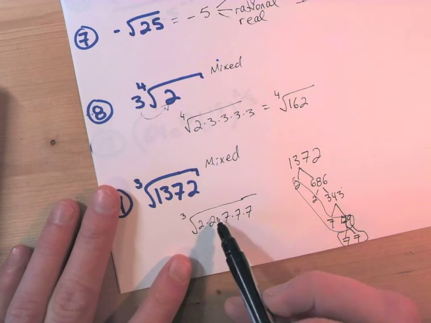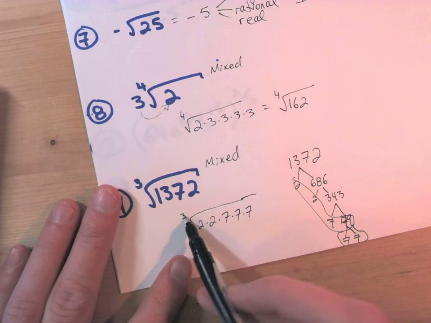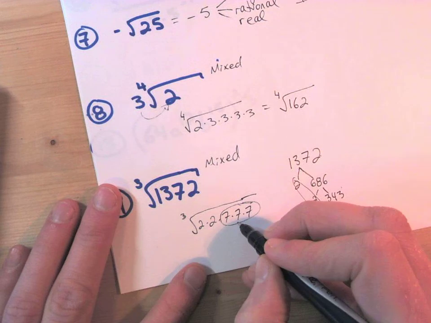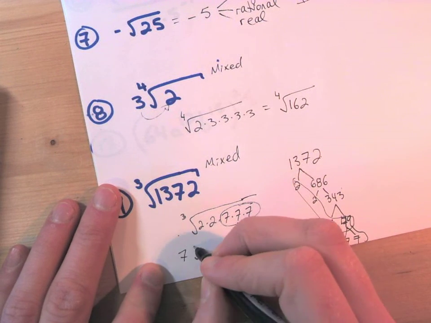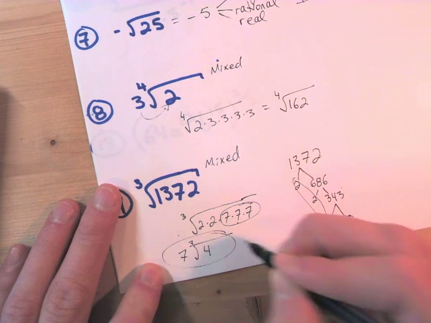Okay, now let's take anything out we can. We can't take out the 2s because there's not 3 of them. But there's 3 7s, so we can group those together and take 1 out. So it's 7 cube root of 4.